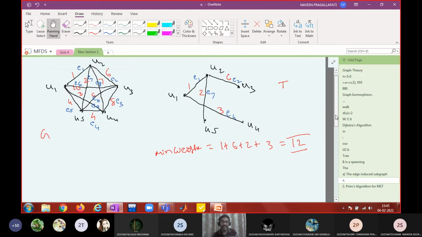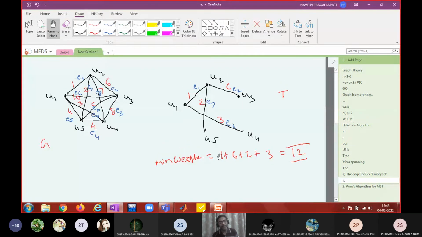Even if you apply Prim's algorithm, what should be the weight of the MST? 12 only. That may be a different spanning tree, but that minimum spanning tree also should have the same weight. If you are getting more than 12, that means our algorithm is not correct. We did a mistake somewhere in the algorithm.